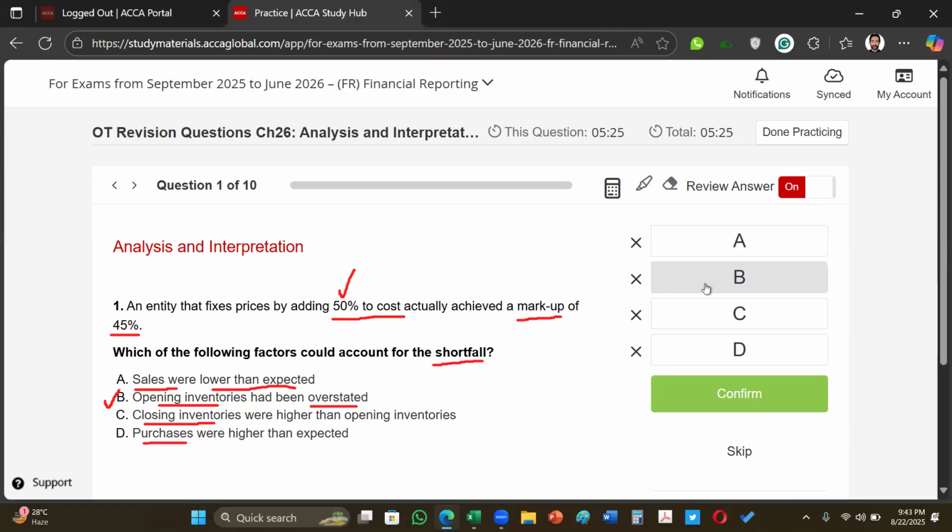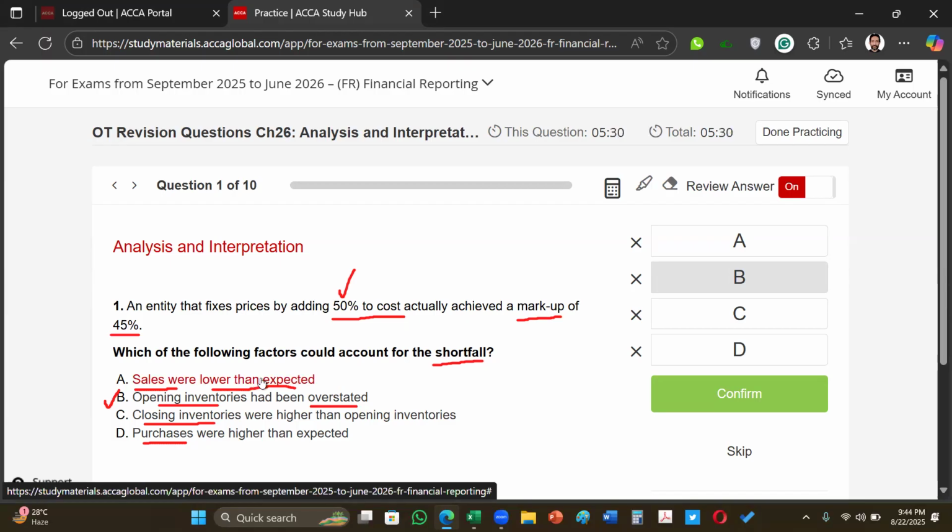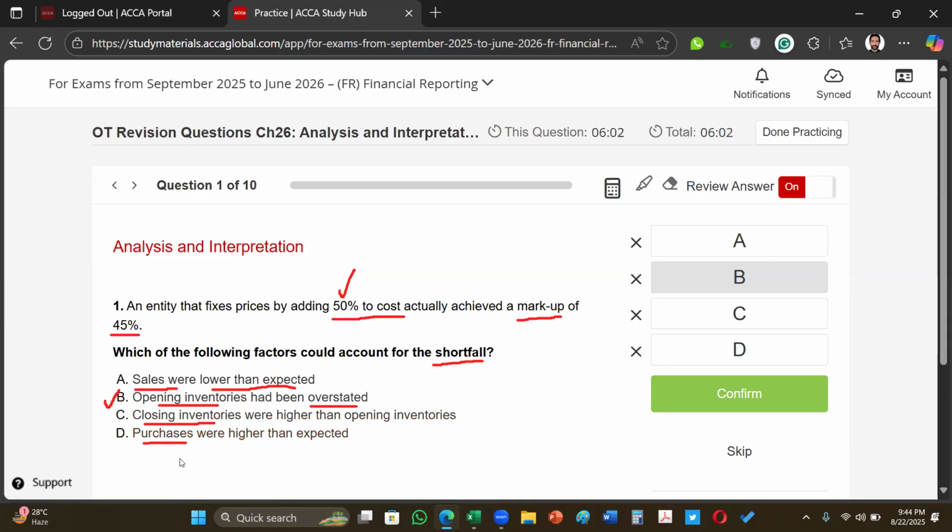I would like to explain again that the sales were lower. This is talking about the number of units sold. The closing inventories were higher, which means that we were not able to sell a lot of products, so we ended up having a lot of products in the inventory. The purchases were higher. Clearly, if the purchases are higher and we were not able to sell a lot of products, then that would be regarded as the closing inventory. Higher purchases and a higher closing inventory mean that there were less sales, less number of units sold.